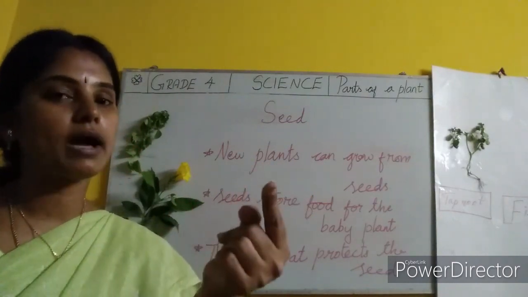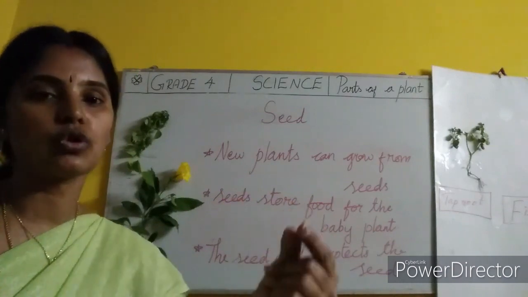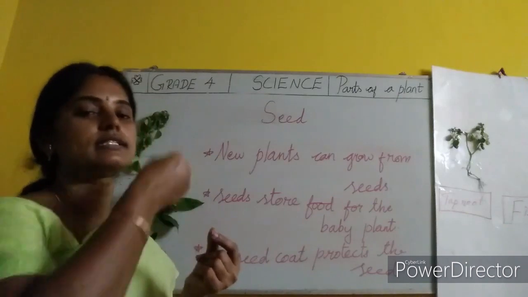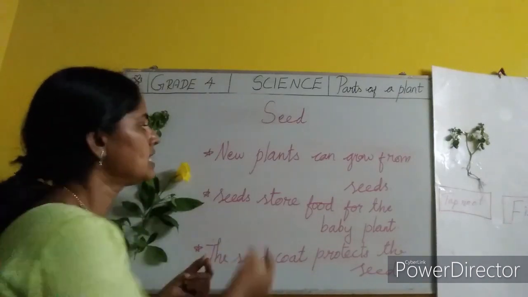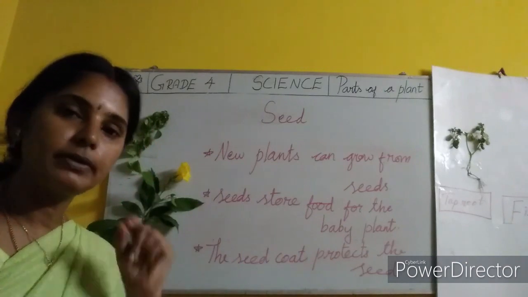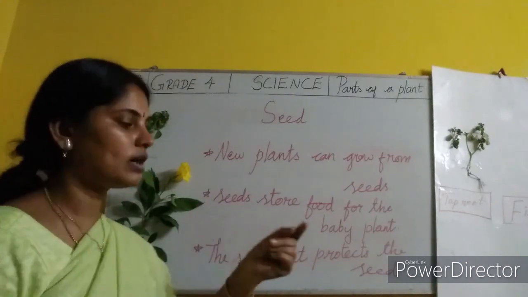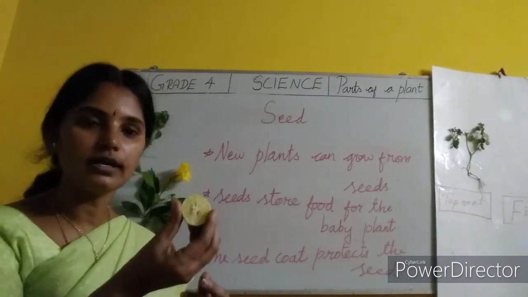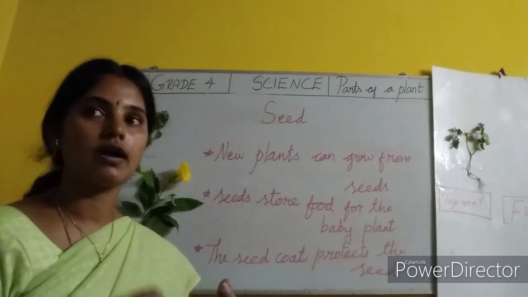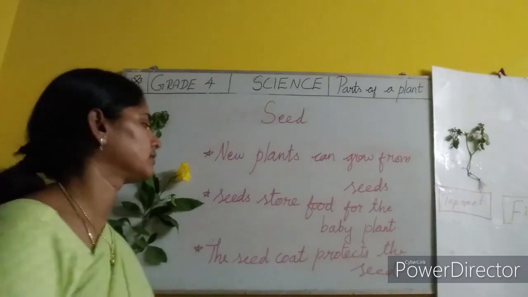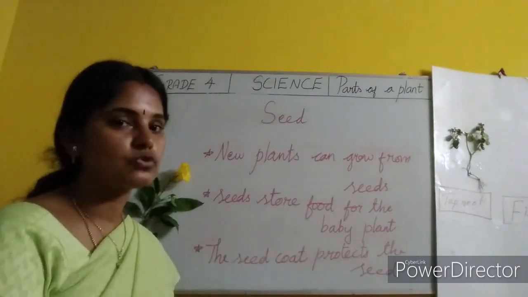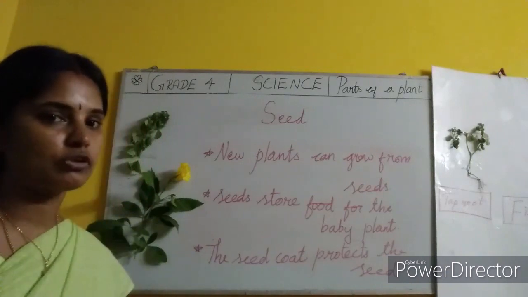It is utilized by the seed for its growth. Taking this food, the seed grows. Okay, new plants grow from seeds. How is it possible? Because inside the seed food is stored. Taking that food, the seed grows. The seed stores food for the baby plant, so the baby plant grows out of it.